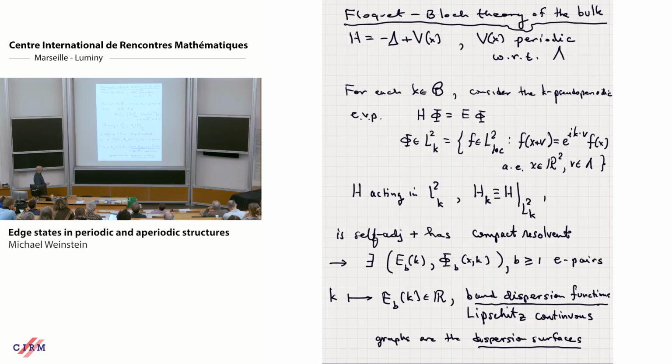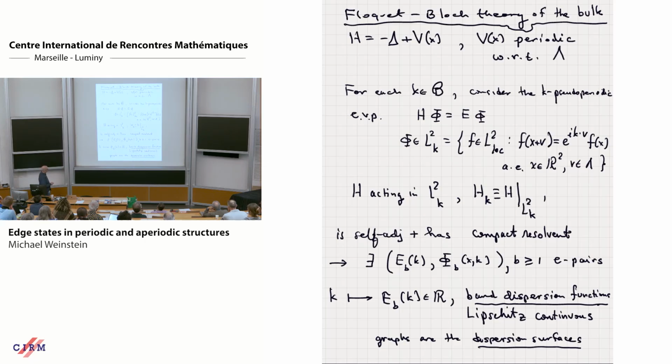Okay, these E_b of k are real valued functions of k varying over the Brillouin zone. So think of k moving in a hexagon or a square, whatever the Brillouin zone is. So these are nice Lipschitz continuous functions. For each fixed b, it's a Lipschitz continuous function. And phi_b are the corresponding Bloch modes. Here, everything is listed with multiplicity. And so while these are Lipschitz continuous, the phi_b's can be pretty nasty. They can actually be multi-valued.